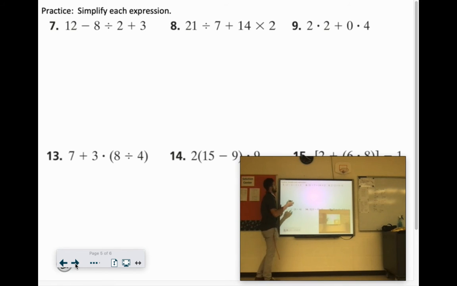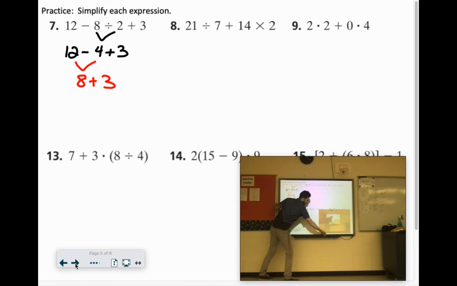All right. So we're going to do our division first out of this stuff. 8 divided by 2 is 4. 12 minus 4 plus 3. And we go left to right. 12 minus 4 is 8. Plus 3 is 11.